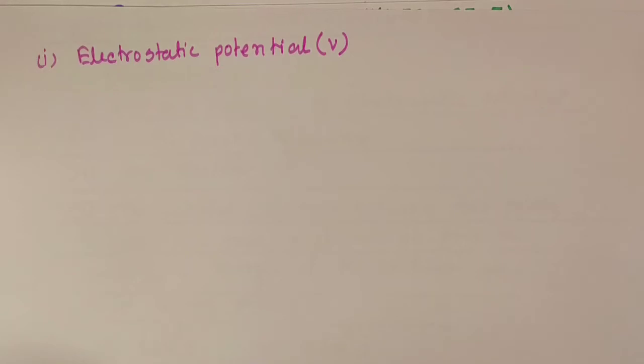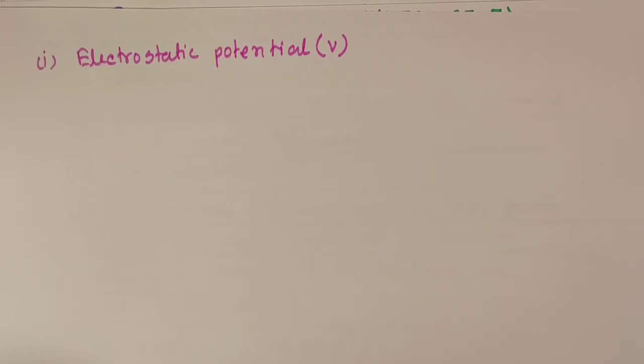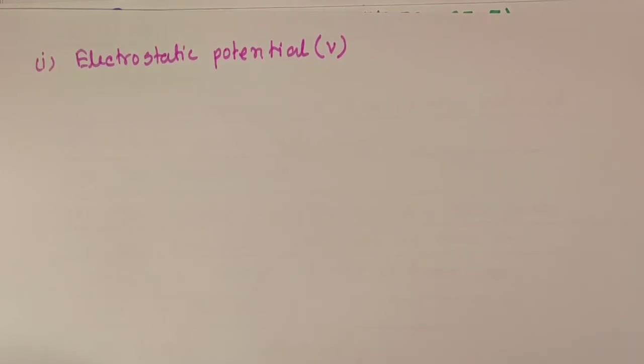Our first topic is electrostatic potential. So what is electrostatic potential? Listen carefully. The electrostatic potential at any point in the region of electric field is equal to the amount of work done in bringing a unit positive test charge from infinity to that point against the electrostatic force without acceleration.